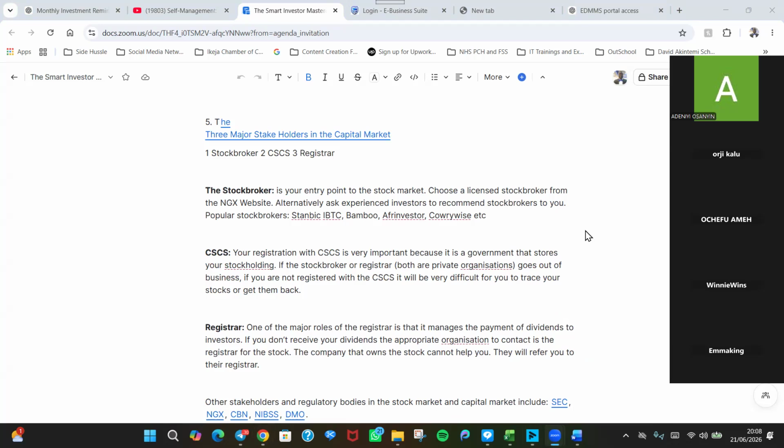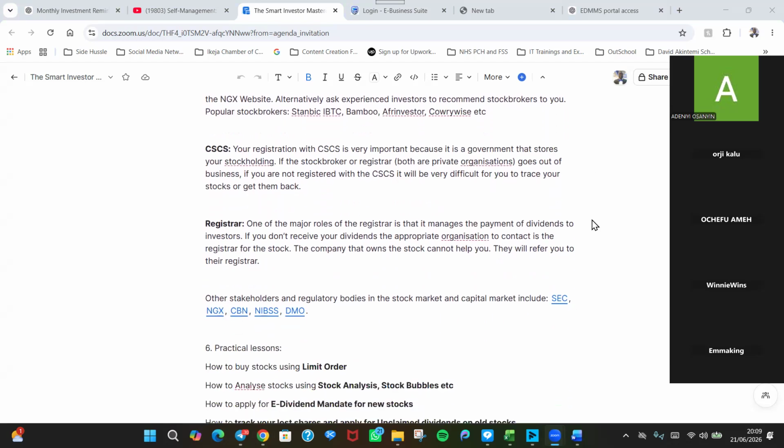But if you have already registered with CSCS and you have access to the CSCS website, you can download your statement for your stocks. Then you have no problem. Even if the stockbroker goes out of business, no problem. If the registrar goes out of business, no problem. You can just go to the CSCS website and download all your stocks, and you can still move them easily to another stockbroker.